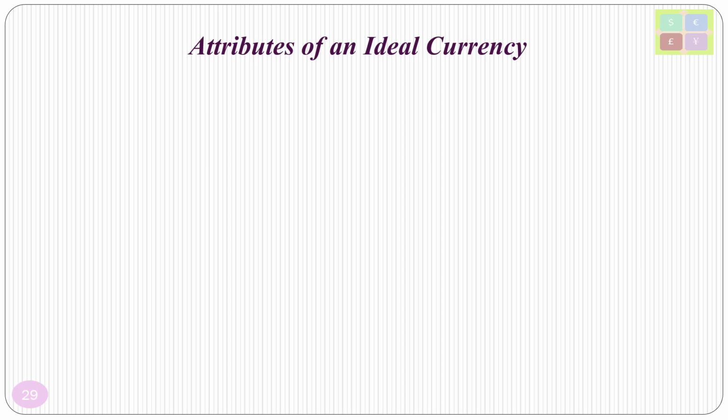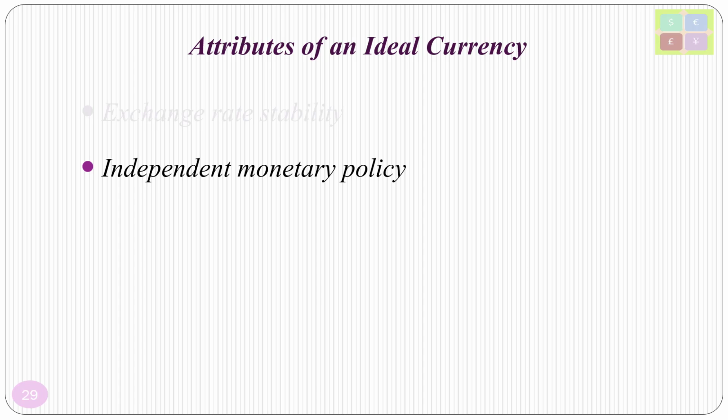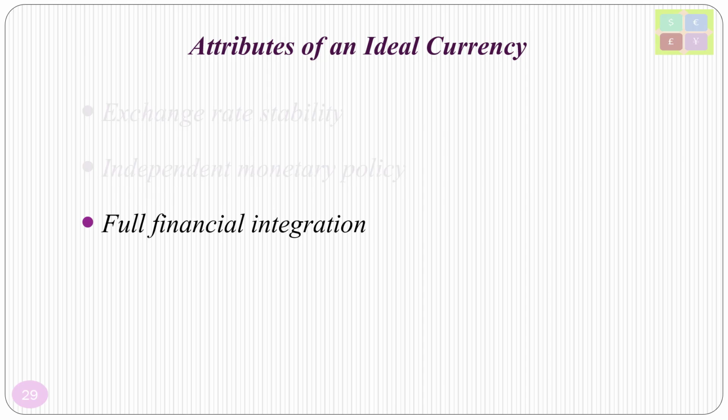Let's talk about the attributes of an ideal currency. In other words, what would a country like in its currency? Well, a country would like its currency to have exchange rate stability. This means a country would like its exchange rate to be predictable for growth in international trade. The country would also like to have an independent monetary policy. The country would want to have the flexibility of increasing or decreasing its money supply to combat inflation or fight recession. It would also like its currency to have full financial integration. This means it would like to have its currency acceptable in global financial markets.